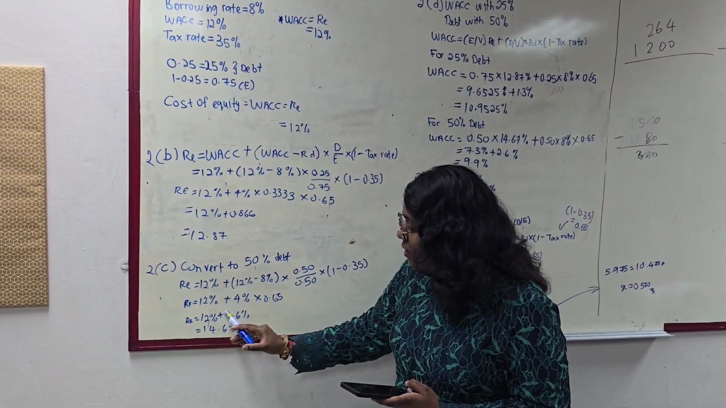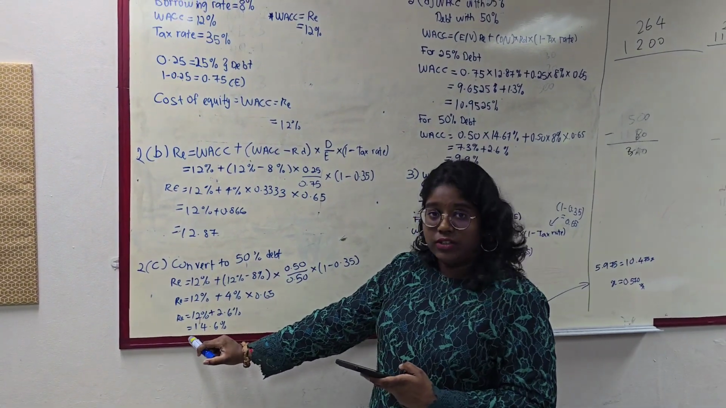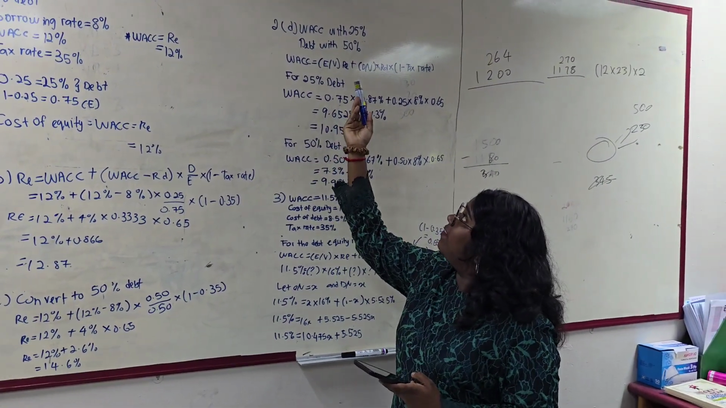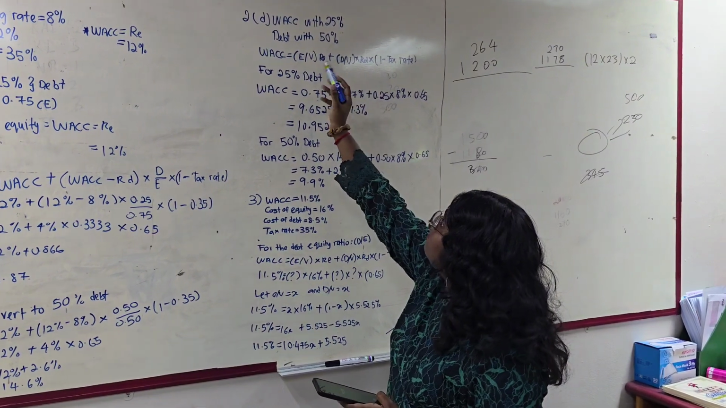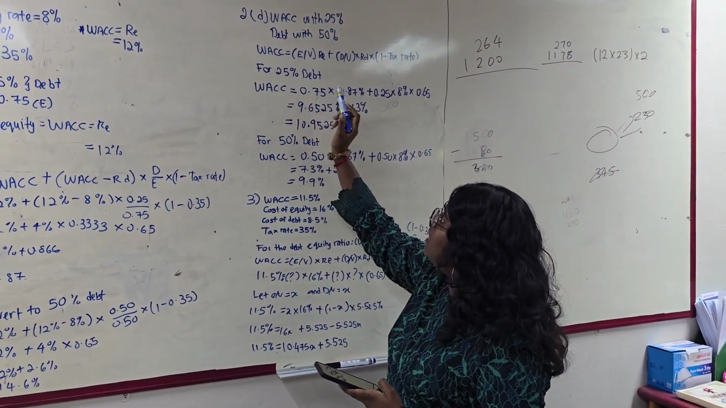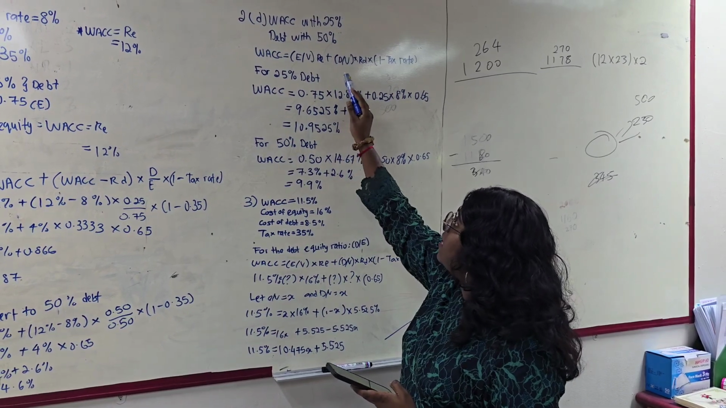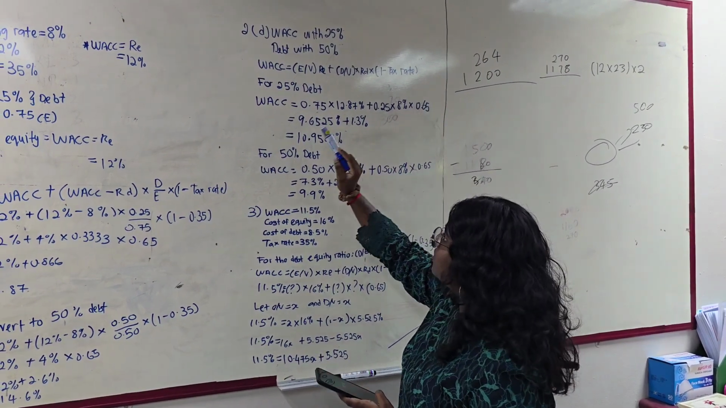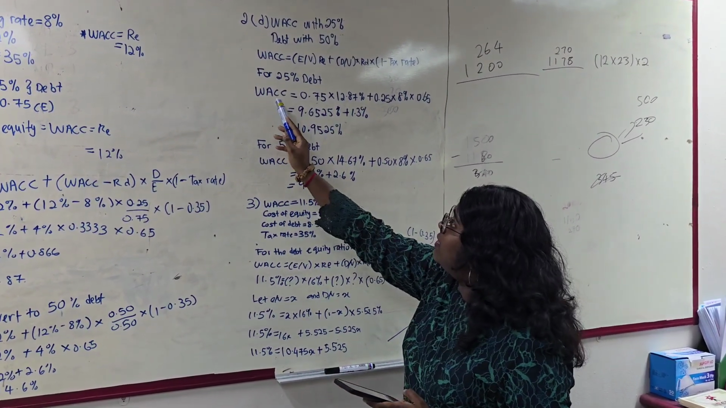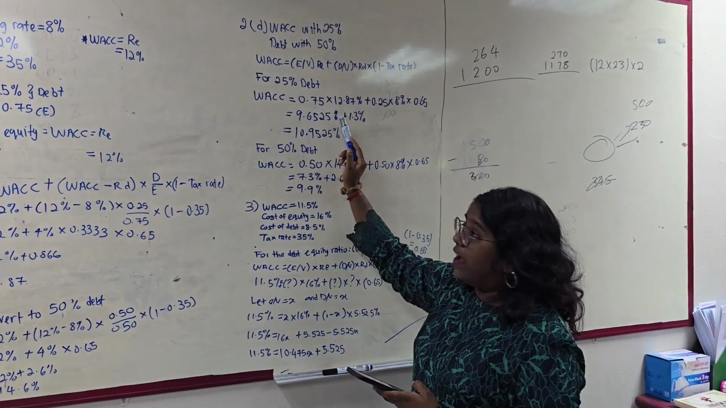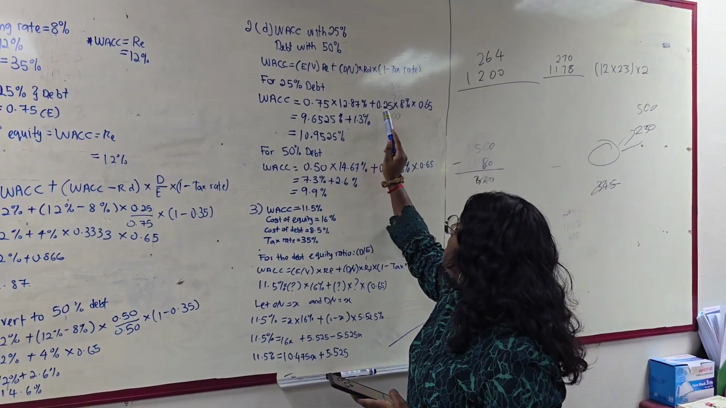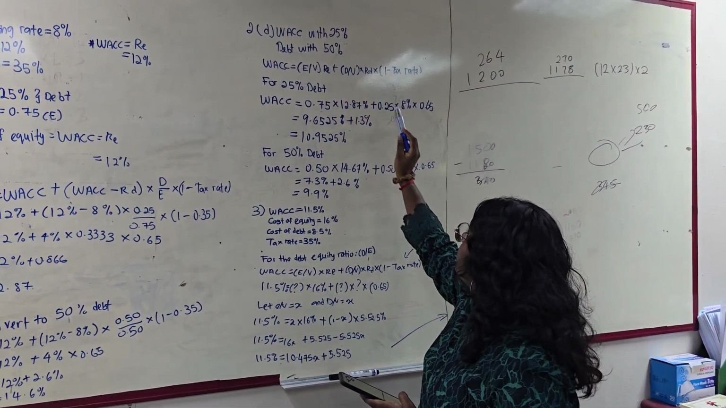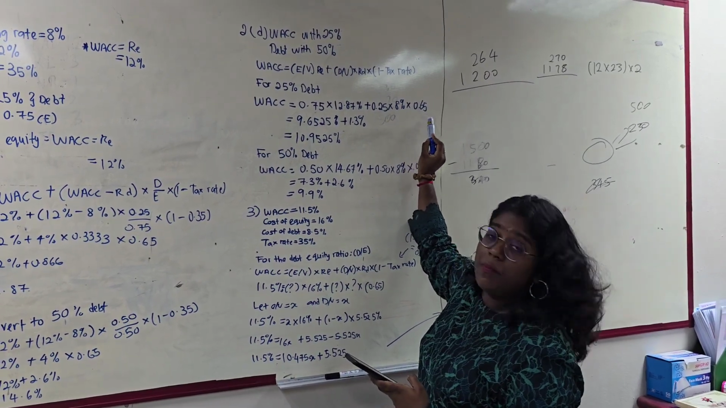RE equals 12% plus 2.6, which equals 14.6. As for D, it is asked for WACC with 25% debt and with 50% debt. WACC equals E divided by V times RE plus D divided by V times RD times 1 minus tax rate. For 25% debt, WACC equals 0.75 times 12.87% plus 0.25 times 8% times 0.65.